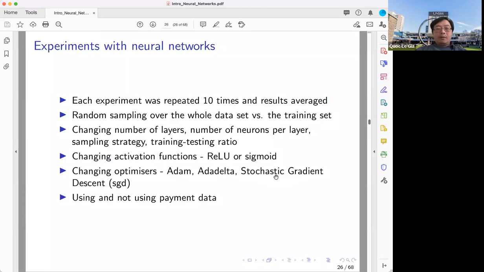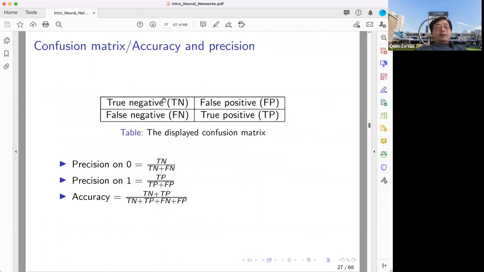So this one is popular, and we can use or omit the payment data to see whether it improves the classification rates. And then the confusion matrix: you have a 2x2 matrix with the number of true negatives, false positives, false negatives, and true positives.